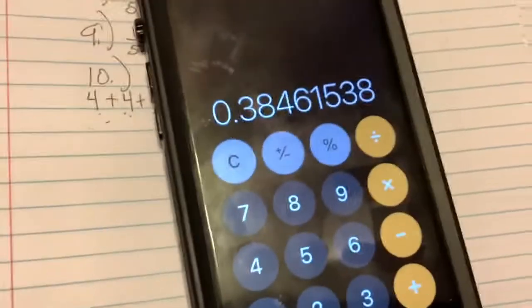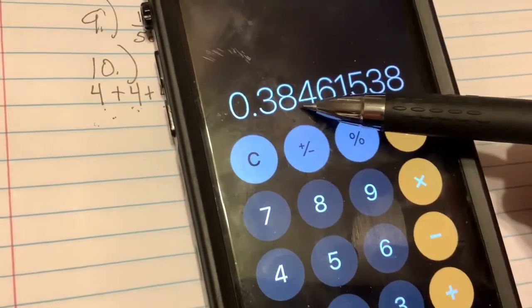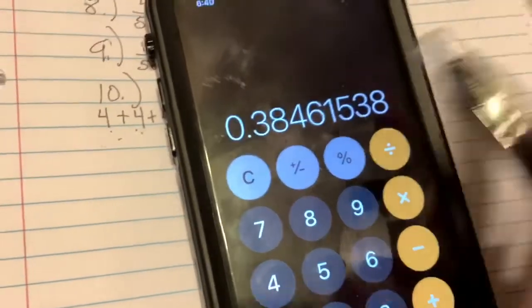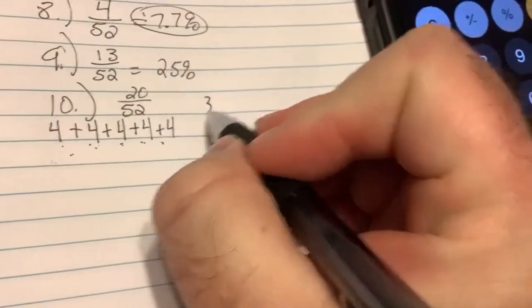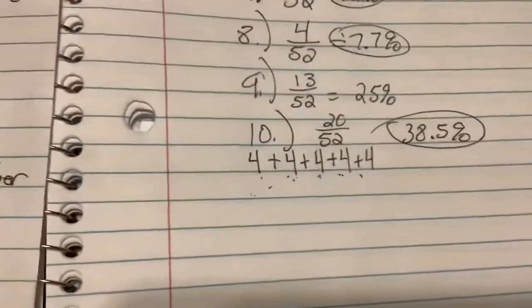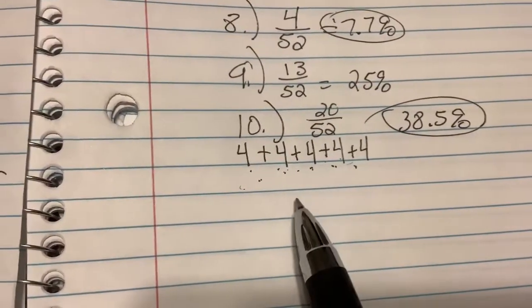And don't stress about that one. I'll make sure I'm more clear on the test if there's something like that. We'll move this over, and it's 38.5%. That goes up to a 5. So 38.5%. So if you got that one, good job. If not, like I said, don't worry about it. I'll be more clear. But that's what I was meaning, just 2, 4, 6, 8, 10s. So there's 4 of each of those.